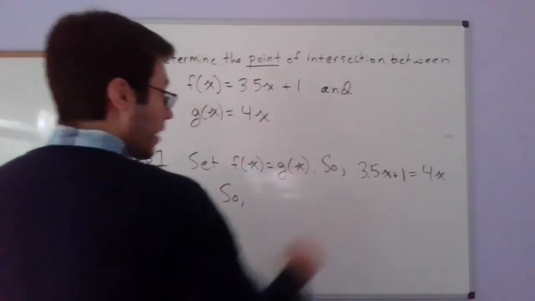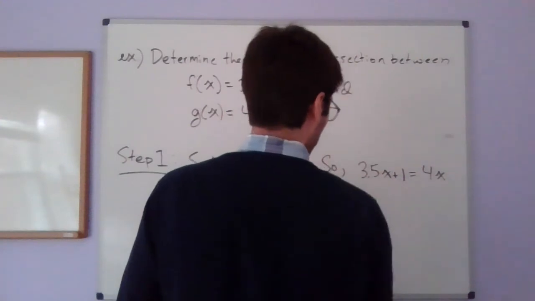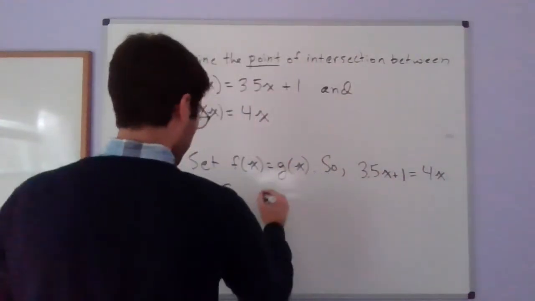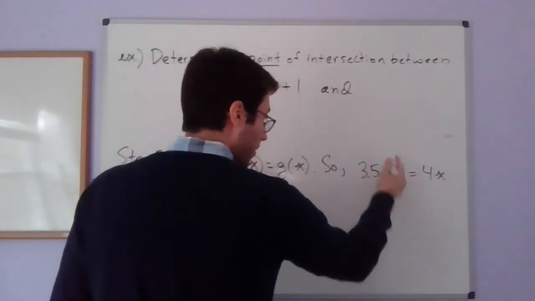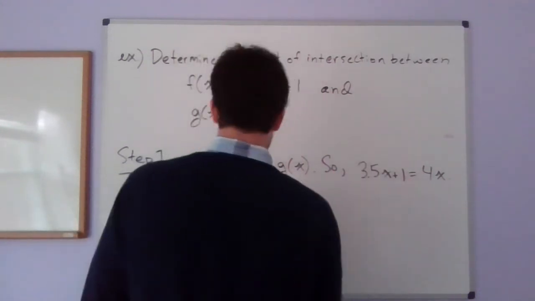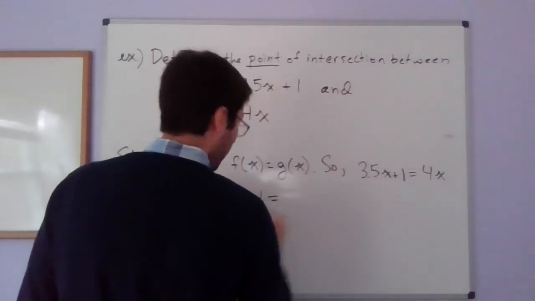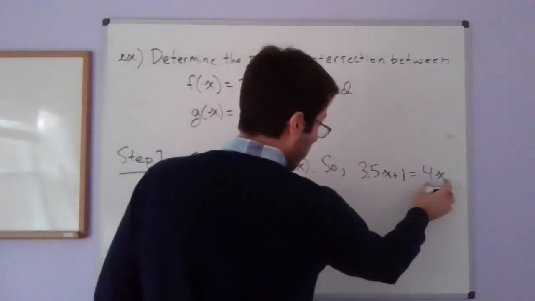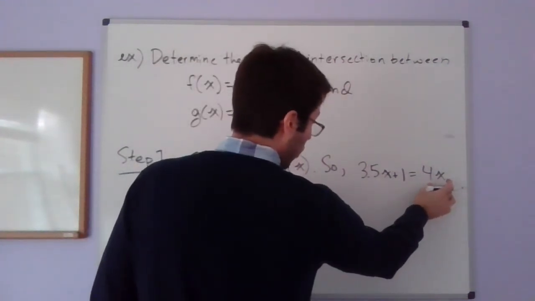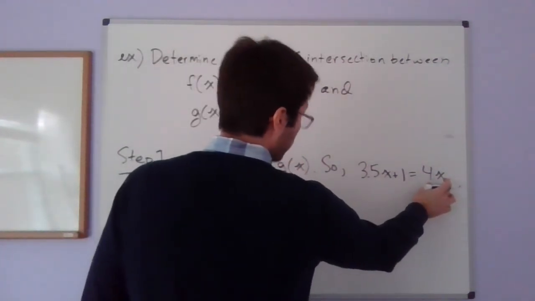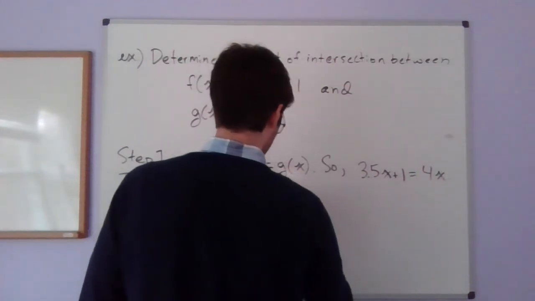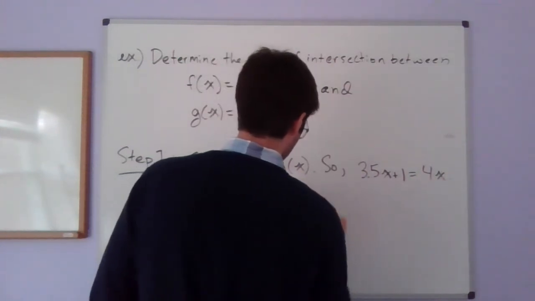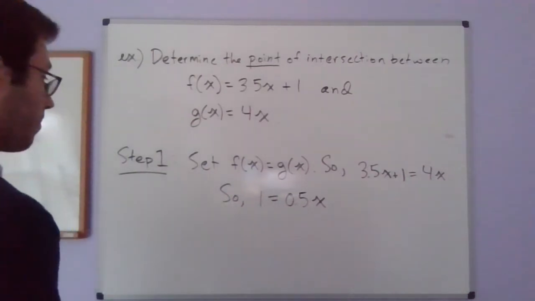All right, so I subtract 3.5x on both sides. When I subtract 3.5x here, it's gone. So I'm left with 1 on the left-hand side. I subtract 3.5x on this side. 4 minus 3.5 is 0.5. So it's 0.5x on the right-hand side.